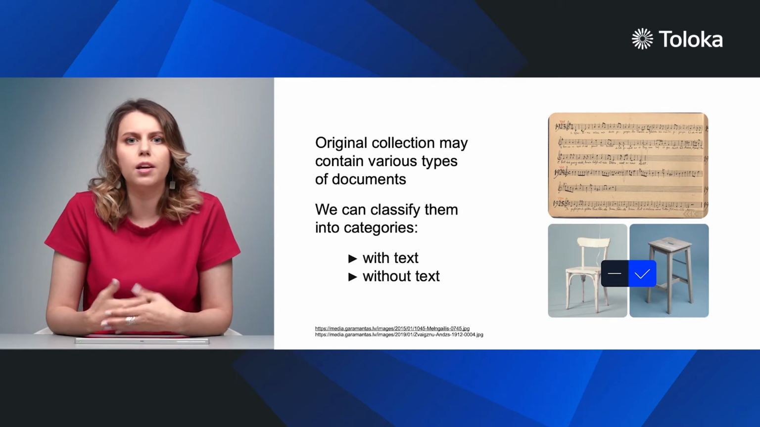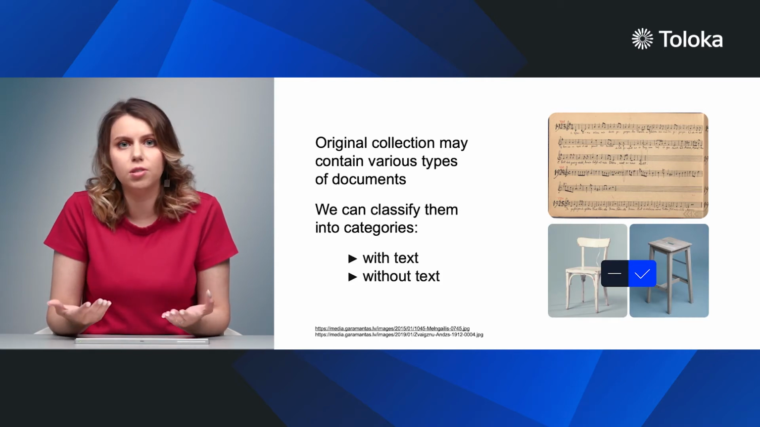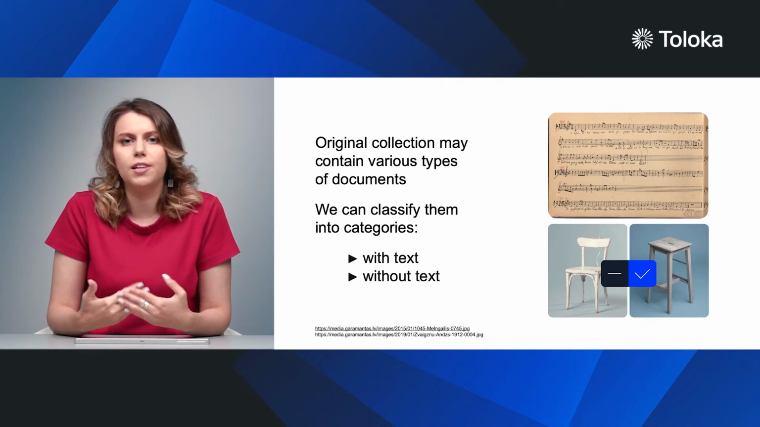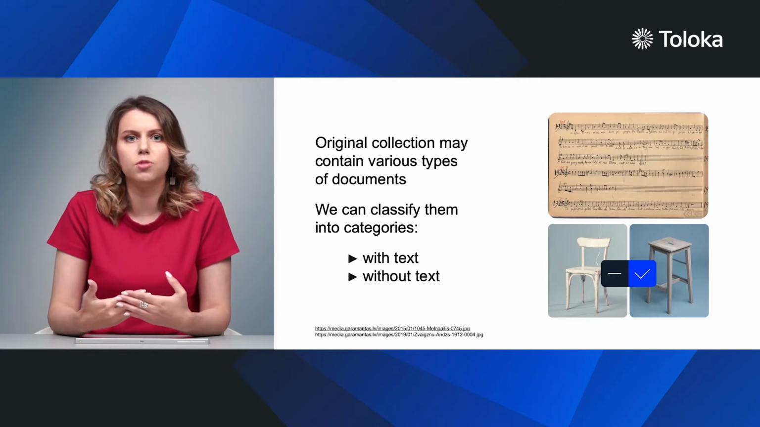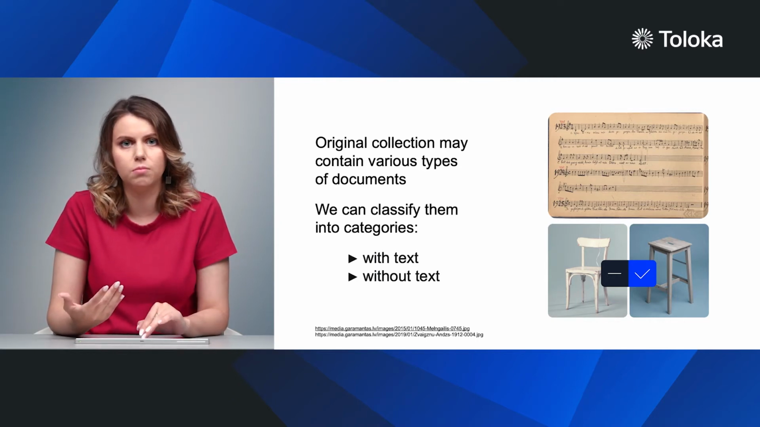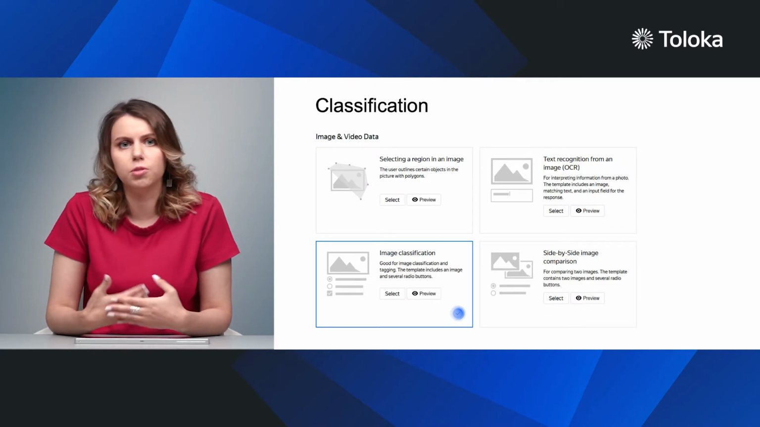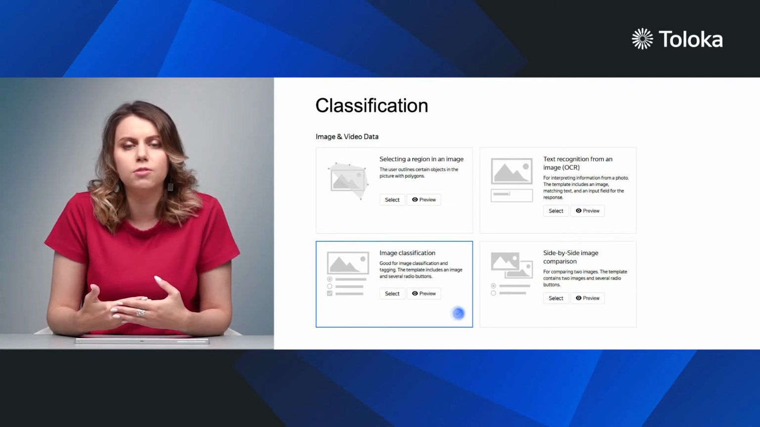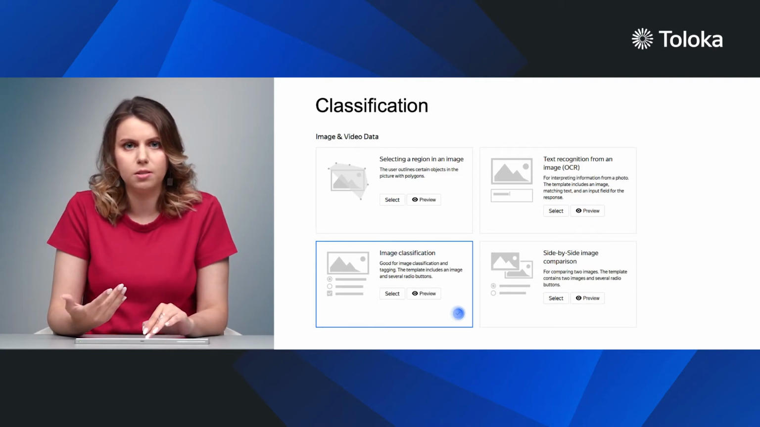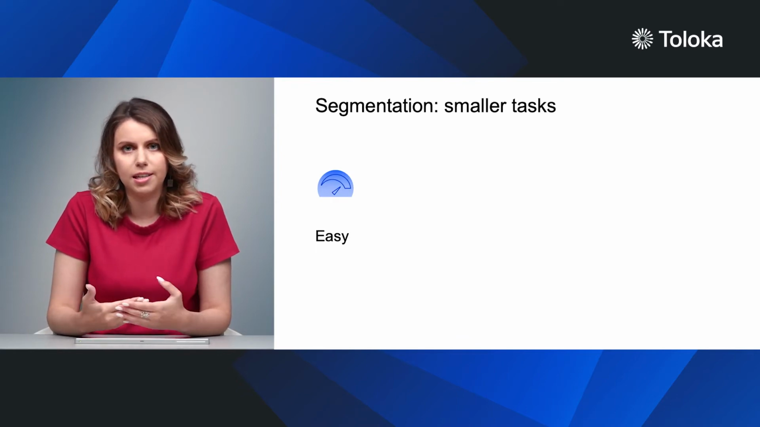We can start by classifying documents into two categories, with and without text. This simple and cheap task will save us time and budget, because we don't need transcription attempts for non-text documents. Toloka has a lot of interface templates for a wide variety of tasks. For this project, we can use the image classification template. Now, we will use only pictures containing text.